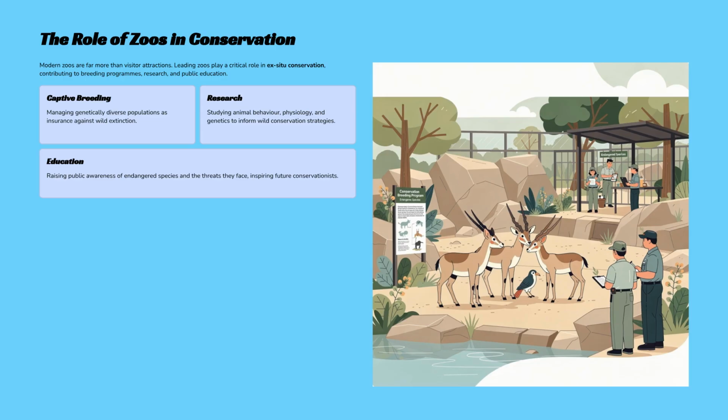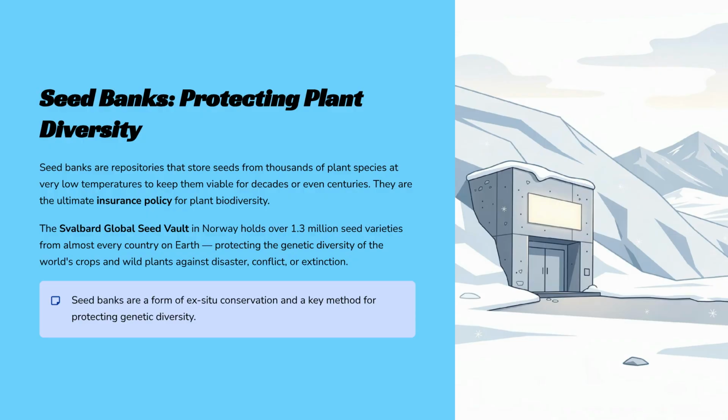Modern zoos contribute far more than entertainment. Through captive breeding programs, scientific research into animal physiology, and dedicated public education efforts, zoos act as vital hubs for ex situ conservation and species protection. Seed banks serve as an insurance policy for plant diversity. By storing seeds in stable, low-temperature conditions, facilities like the Svalbard Global Seed Vault protect the genetic heritage of crops and wild plants for future generations.